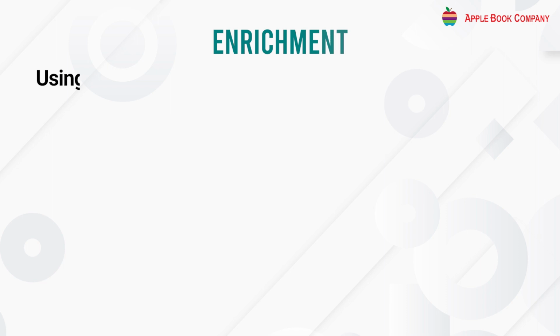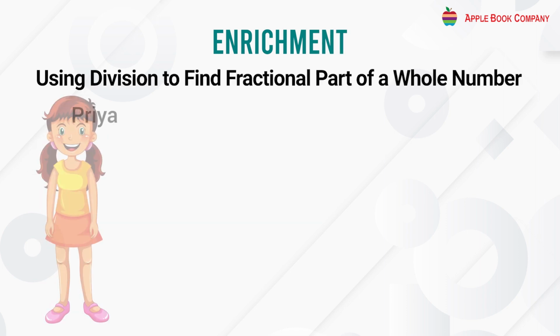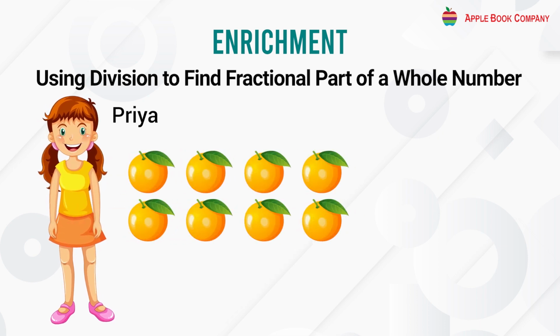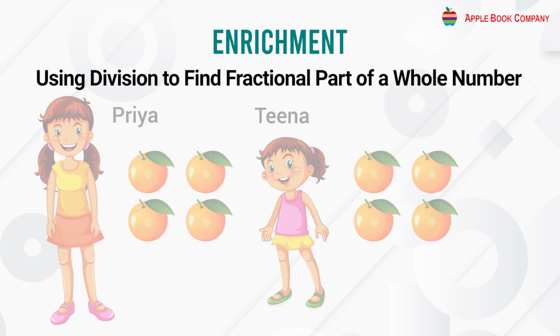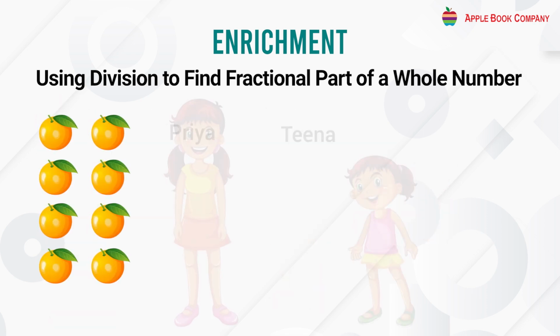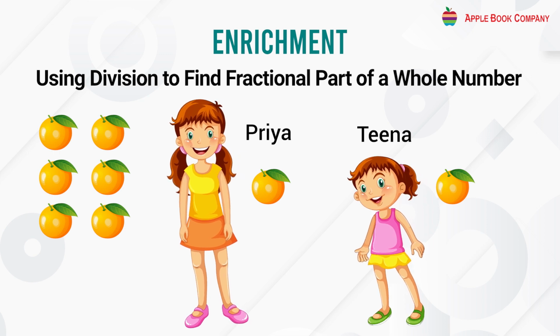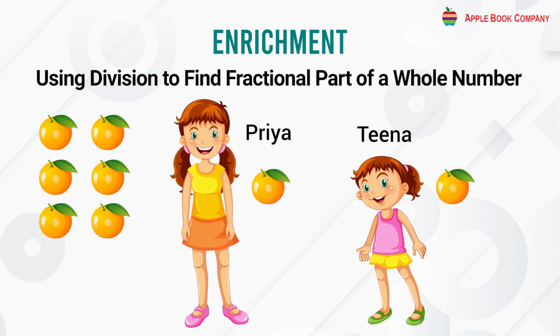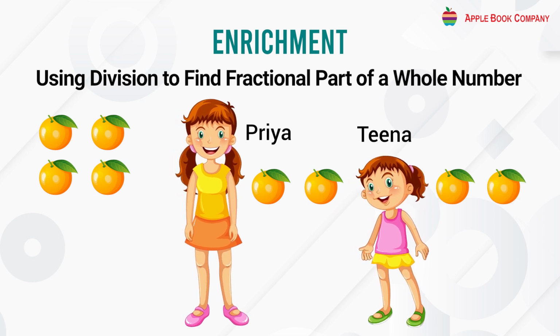Enrichment. Using division to find fractional part of a whole number. Priya had 8 oranges. She gave half of them to her sister Tina. How many did each of them get? Now, 8 oranges in all. 2 oranges taken. 1 for Priya, 1 for Tina. So how many oranges are left? 6 left. In the next step, 2 more oranges are taken. 1 for Priya, 1 for Tina. So how many left? 4 oranges left.